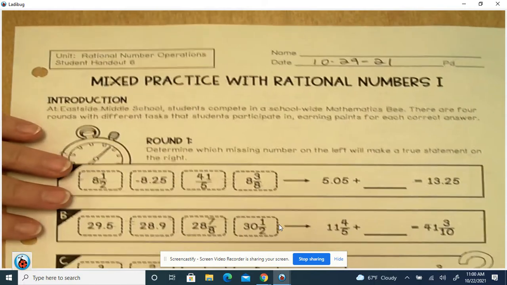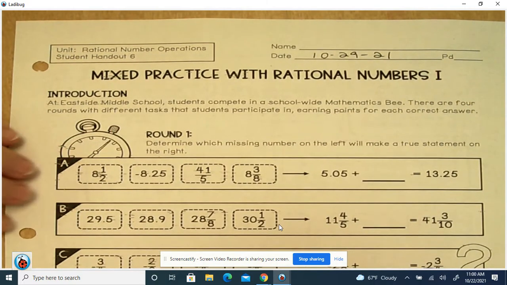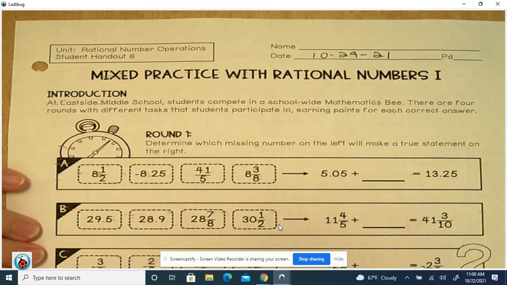All right, this video is student handout number 6, mixed practice with rational numbers. The introduction. At Eastside Middle School, students compete in the school-wide mathematics bee. There are 4 rounds with different tasks that students participate in, earning points for each correct answer.